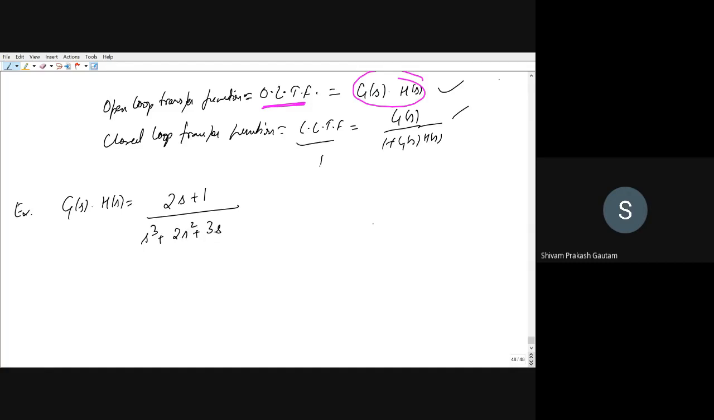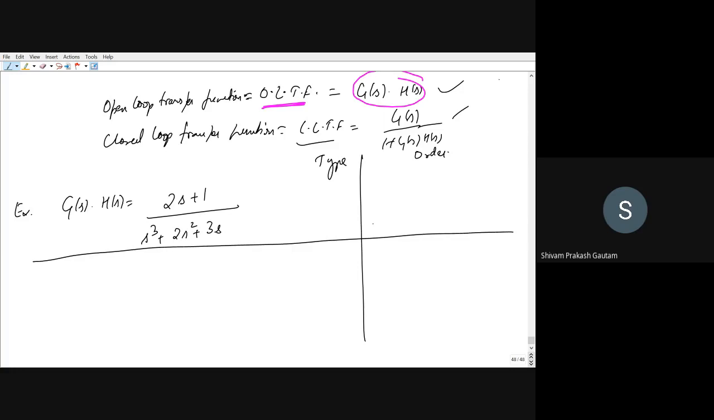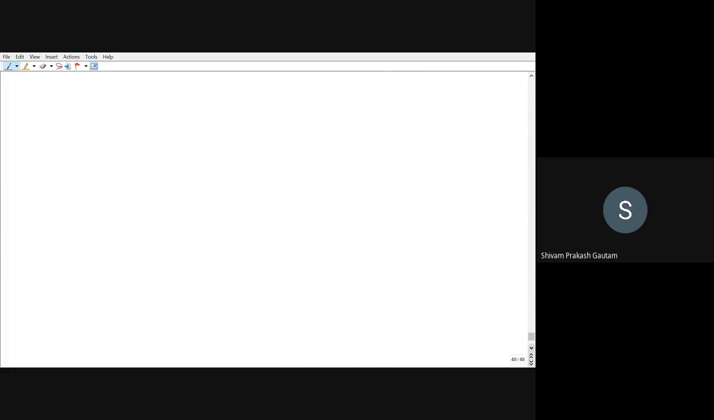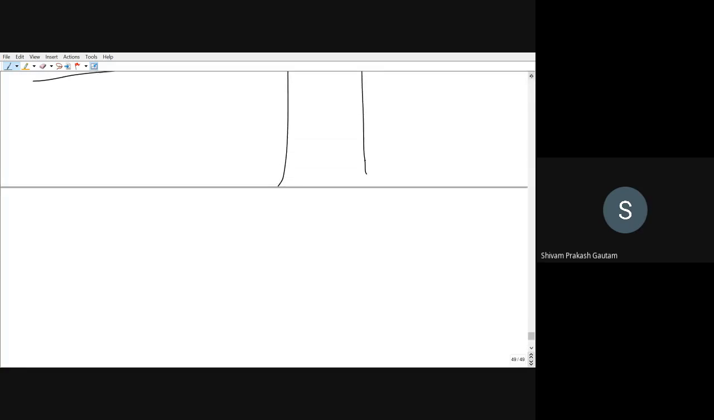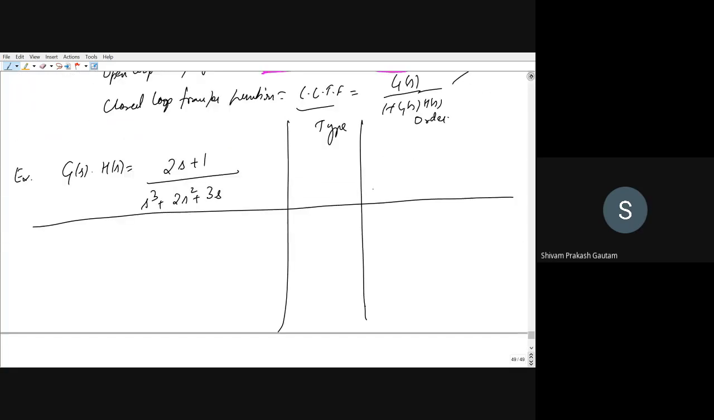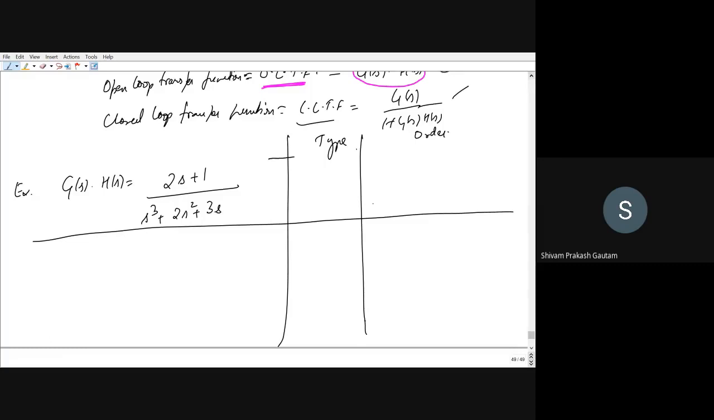Now, can anyone tell me what is the type of this system and what is the order of the system? Order of the system is 3. That is correct. Why? Because you can see what is the highest power of s here. So you can simply write it as 3.